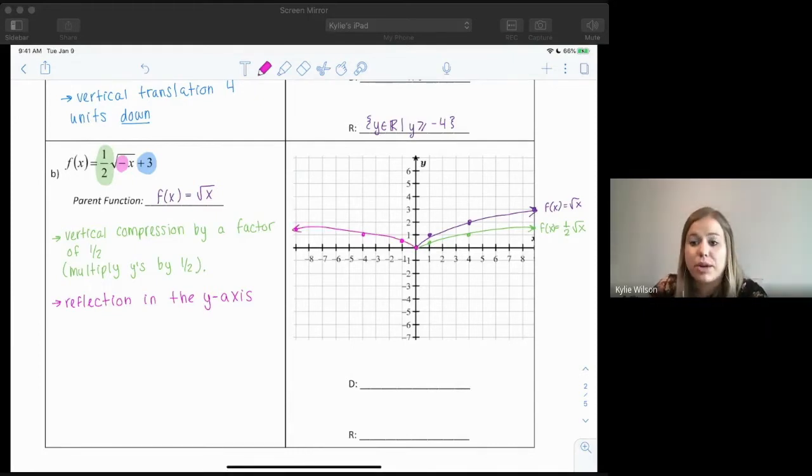Can we write a compression as a stretch? No, we should always write stretch of 3, compression of 1/2. That's the proper terminology that we want to use.